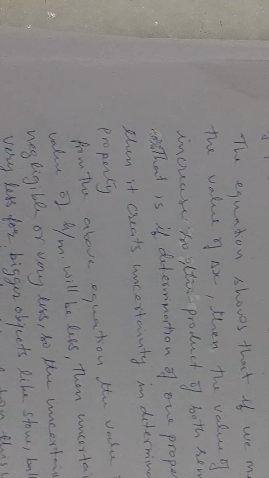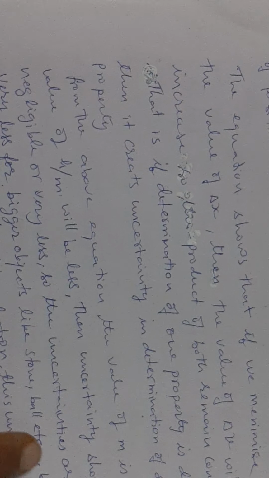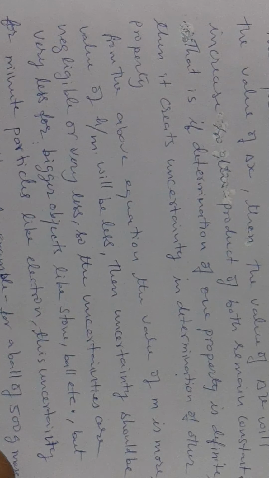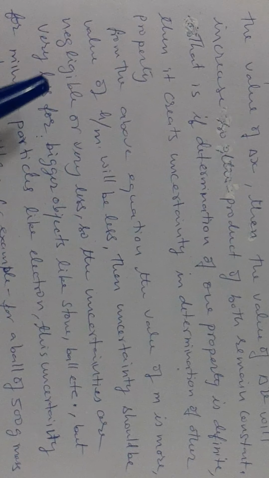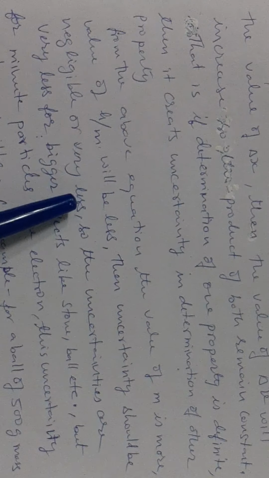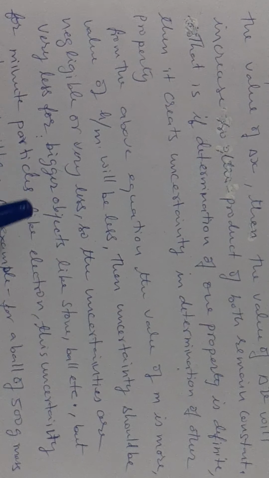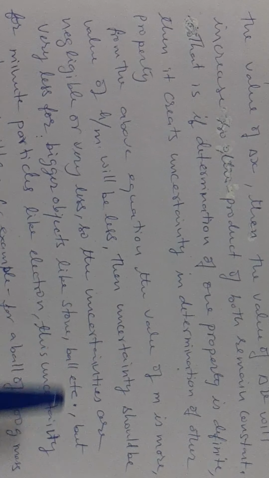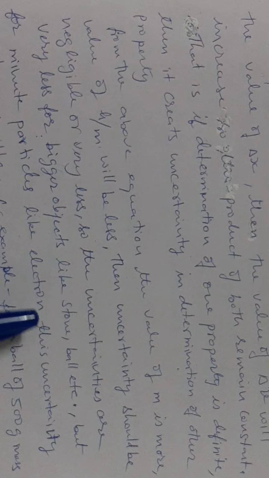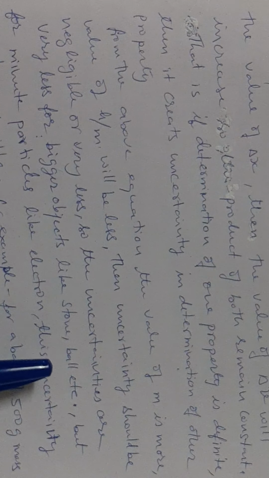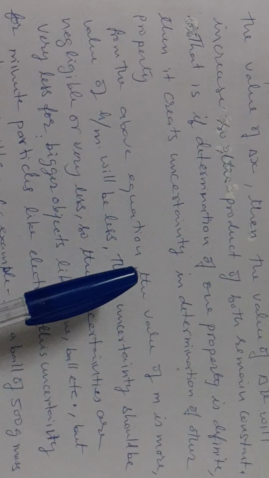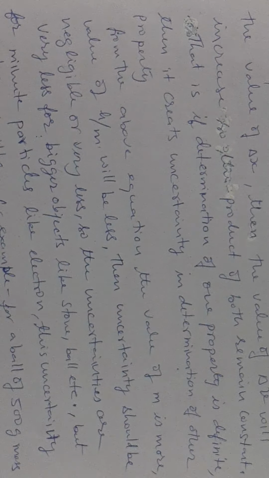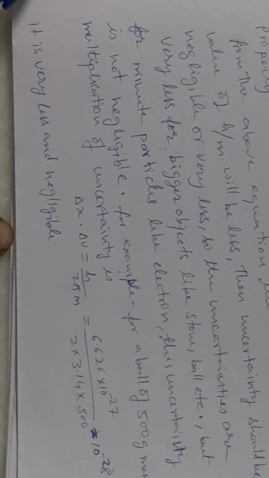From the above equation, it is also shown that if the value of m is more, that is, if the mass of a particle is more, then h upon 2 pi m will be less, so the uncertainty should be negligible or very less. So for bigger particles or bigger objects like a ball, stone, etc., if they have a momentum, then their uncertainties in position and velocity will be less. But for minute particles like an electron, this uncertainty is not negligible.